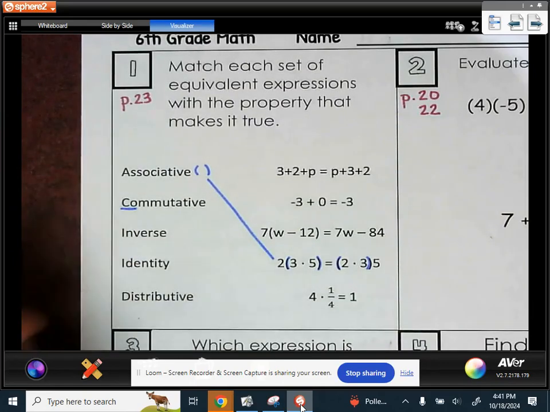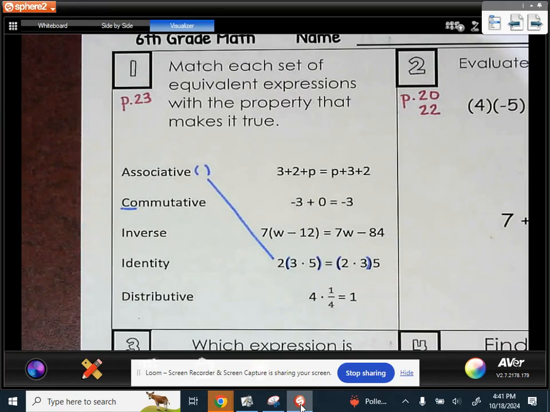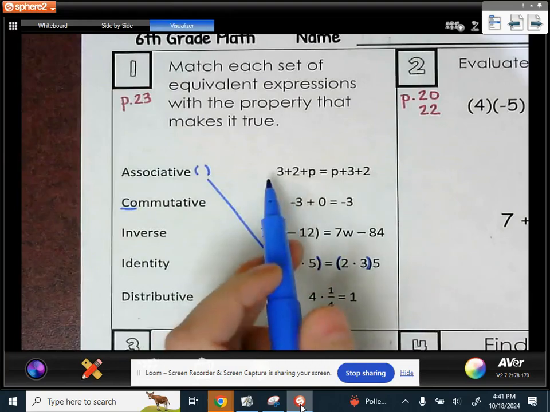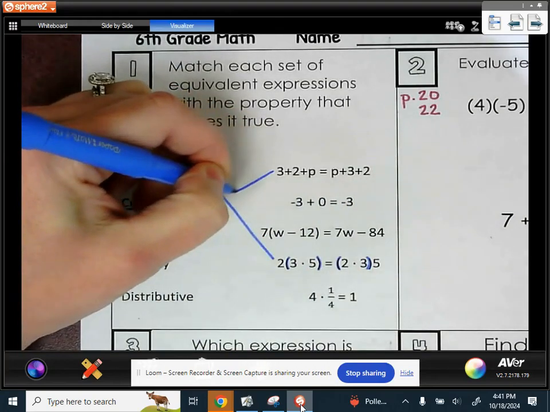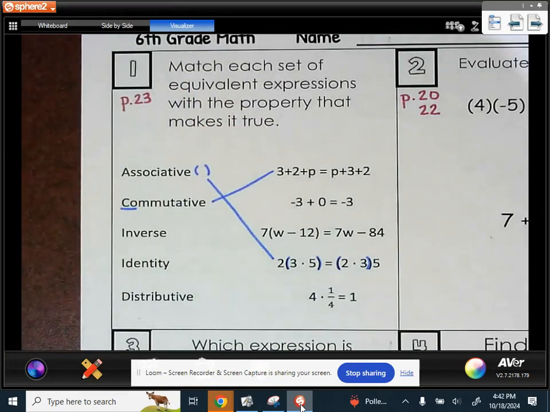Commutative starts with CO. You can remember that that tells us we can change the order of the numbers or variables, whatever it is. If you notice this one up here, the only thing that has changed is they're in a different order. So that's commutative.